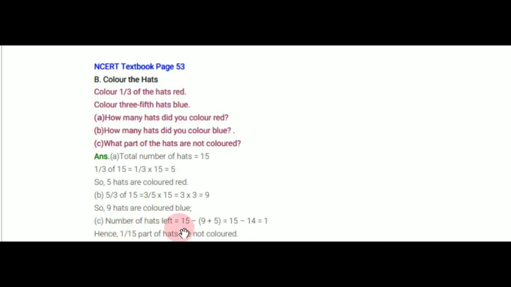Then the number of heads left. This we can find out by subtracting these red and blue heads from the total number of heads. So the total number of heads is 15 minus 9 plus 5. This 9 plus 5. So 15 minus 14 is equal to 1. Hence 1/15 part of the heads are not colored.